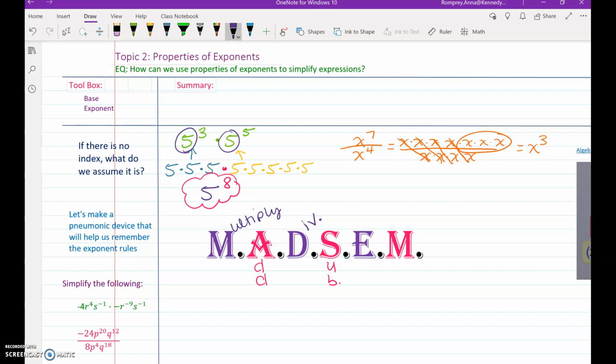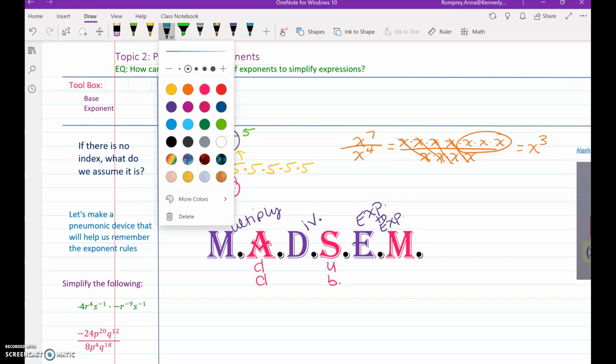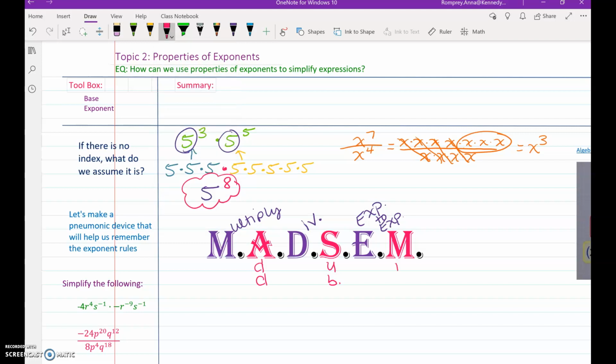So if we have an exponent that looks funny, I'm going to write the E. If we have an exponent raised to an exponent, what do you think the M stands for? You guessed it. We multiply.